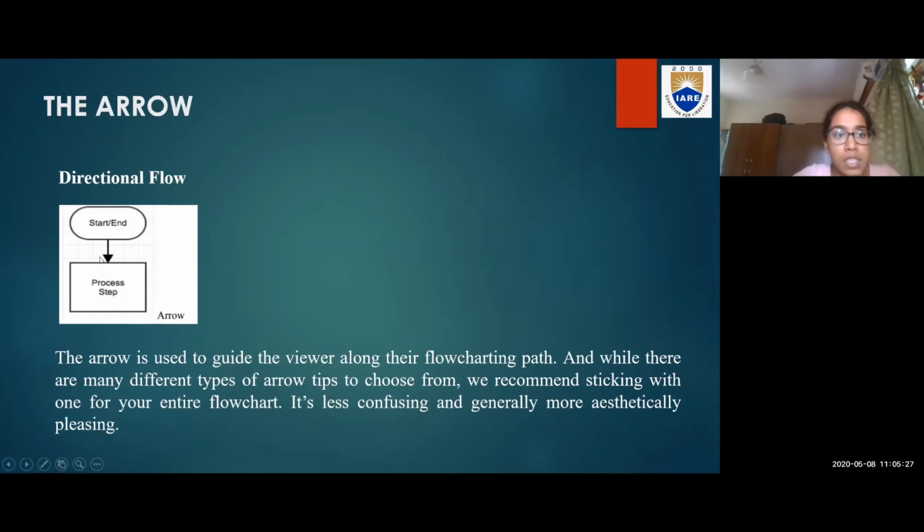Arrow tips means this one. This is an arrow tip. And there are many different types of arrows with many different types of arrow tips. But do not use all types in one flowchart. Just use one type of an arrow with one type of an arrow tip in your entire flowchart. Because if you use different arrow tips in your flowchart, that would make your flowchart clumsy and confusing to understand. So when you use just one tip of an arrow to represent your entire flowchart, that would be easy for the reader to follow the direction as well as to understand it.